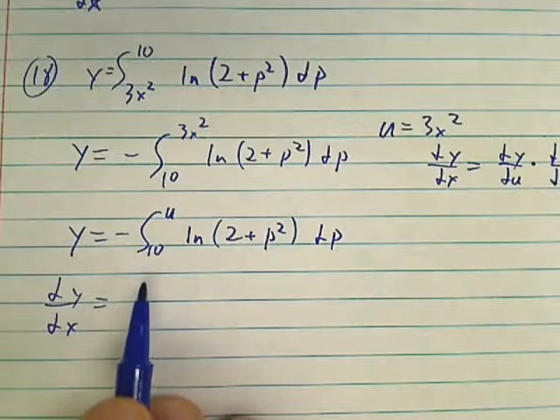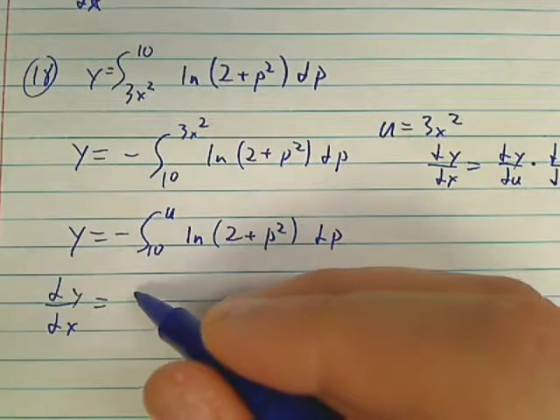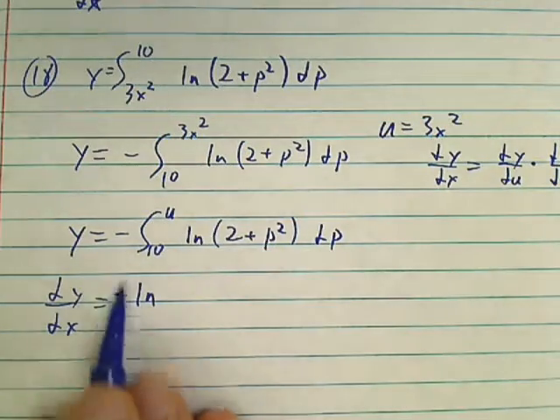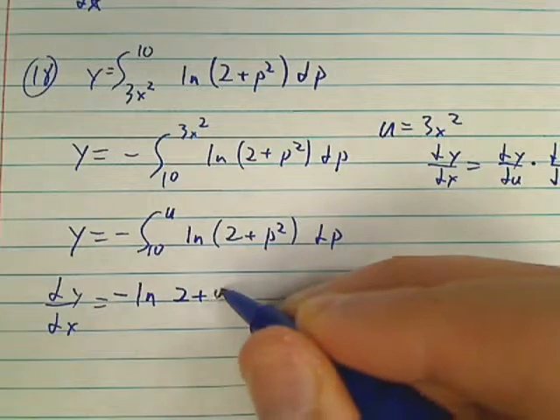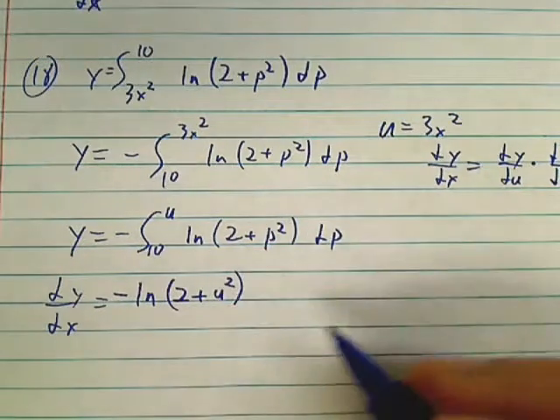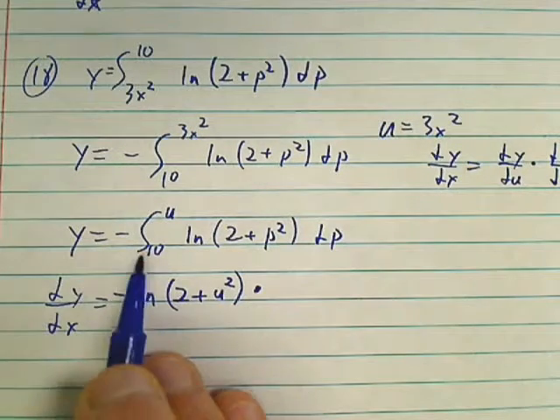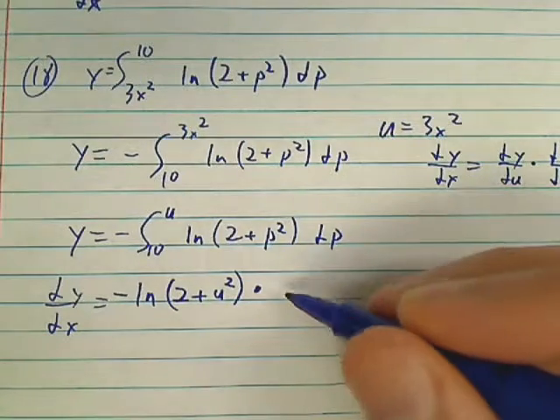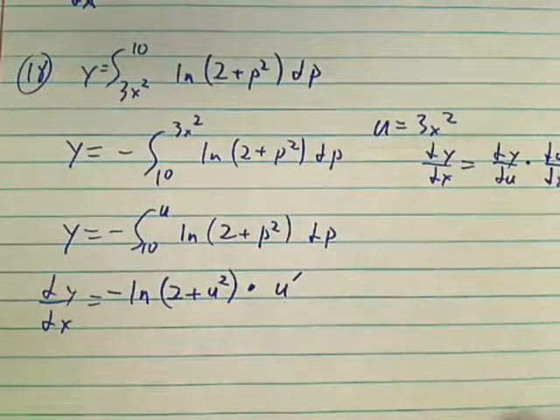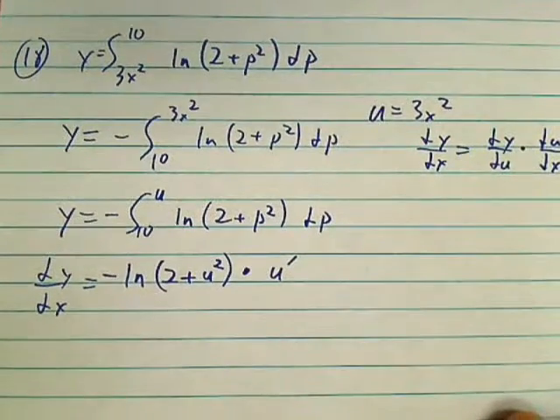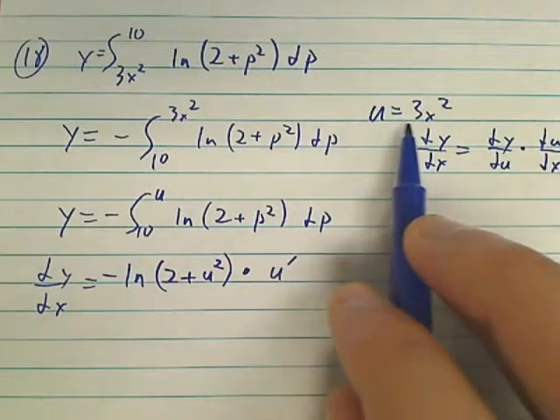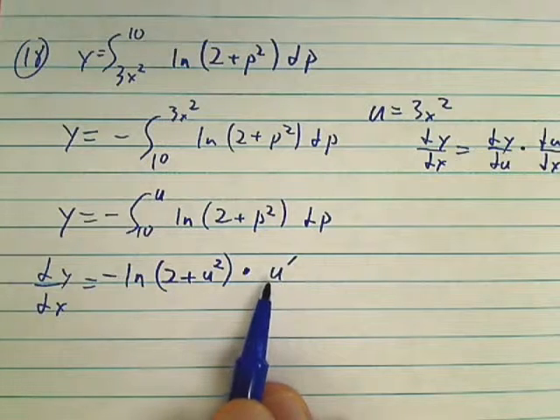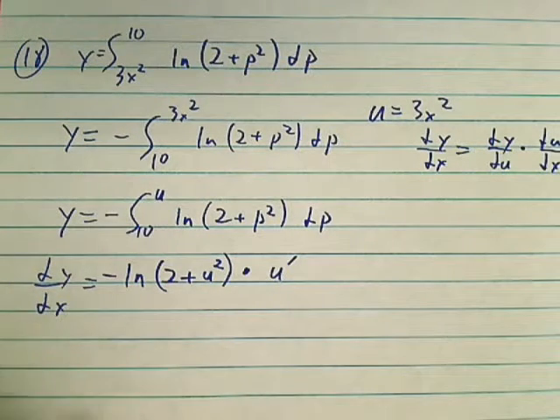Well, what is this going to be here? This is going to be natural log. Whoops, negative. I knew I was forgetting something. Negative natural log of 2 plus u squared, times, so this was dy du, got rid of that, times du dx, the derivative of u. Now go ahead and just write u prime for a second here, and then I will make a substitution. So u prime, the derivative of u, is just 6x. I really should have written du dx. There are too many variables floating around, but oh well.